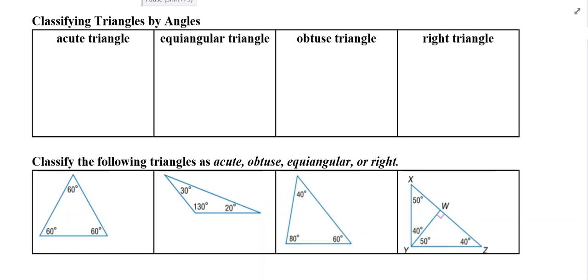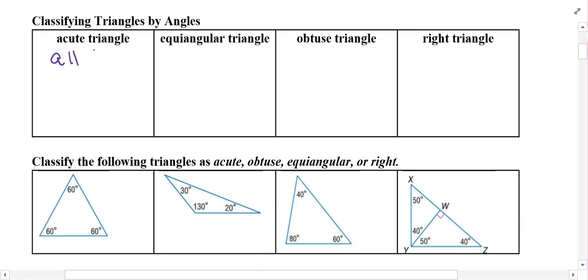Unit 4.1, Classifying Triangles. In this unit, we're going to classify triangles by angles and by sides. First off, classifying triangles by angles: an acute triangle is one where all angles are less than 90 degrees.